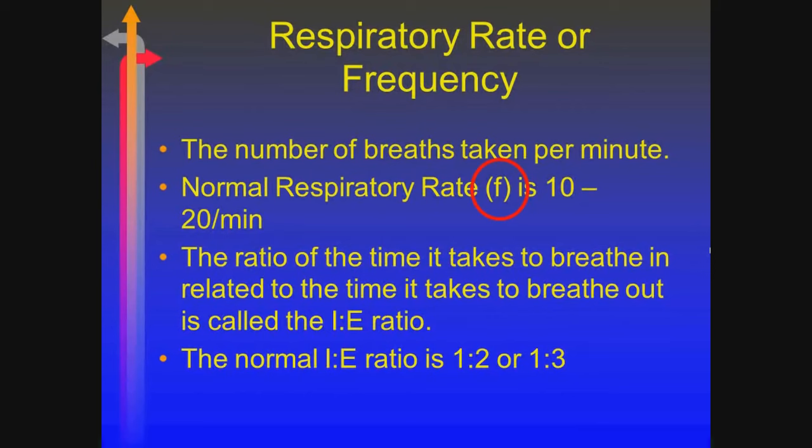It's the freaking respiratory rate. F. Frequency. I just love when nurses look at ventilators and they go, where's the respiratory rate? It's right there, F. Why is it F? Because it is.